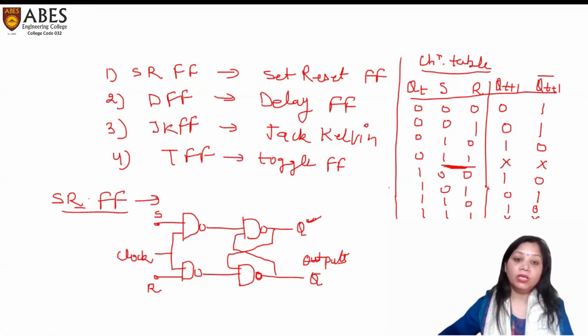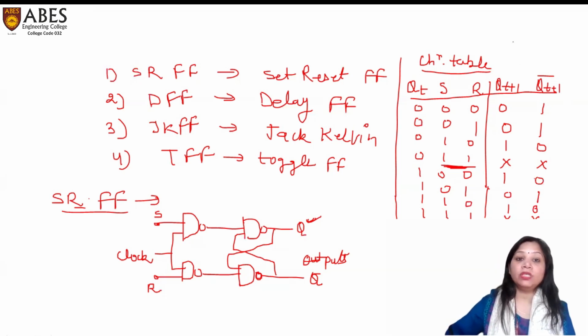तो दिस इज कॉल्ड दी एसआर फ्लिप फ्लॉप, जिसमें हम 1 1 पर कुछ आउटपुट हमें नहीं मिलता. हमारी इसमें आउटपुट और उसका कॉम्प्लीमेंट दोनों सेम होते हैं, जिसकी वजह से हम इसको यूज नहीं करते हैं. सो फॉर रिमूविंग दिस 1 1 कंडीशन वी यूज द डी फ्लिप फ्लॉप. इन डी फ्लिप फ्लॉप वी कनेक्ट द नॉट गेट बिटवीन द एस एंड द आर.